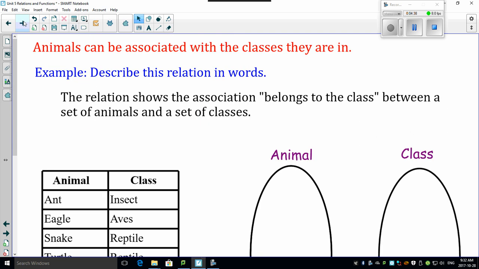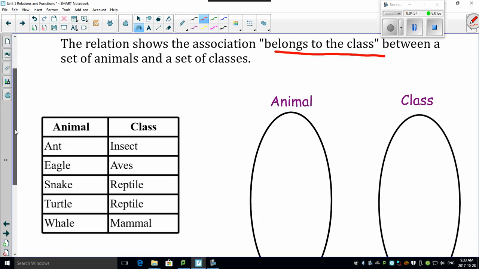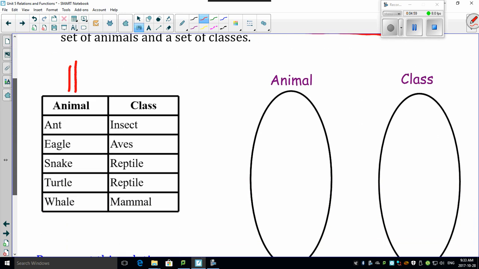Look at animals, for example. Animals can be associated with the class that they are in. For example, describe this relation in words. The relation shows the association belongs to the class between a set of animals and classes. What do I mean by this? Well, I've got a group of animals here, and I've got their class. Now, class means this is how they're going to kind of order things in animals.